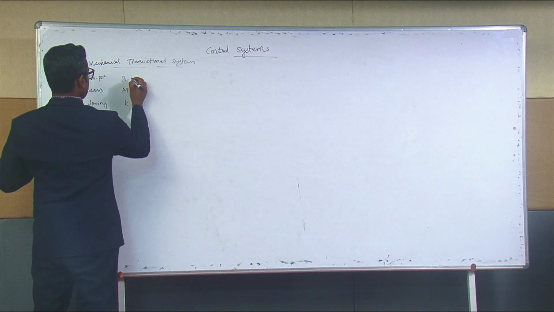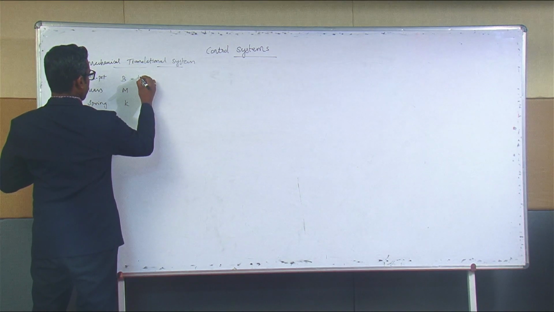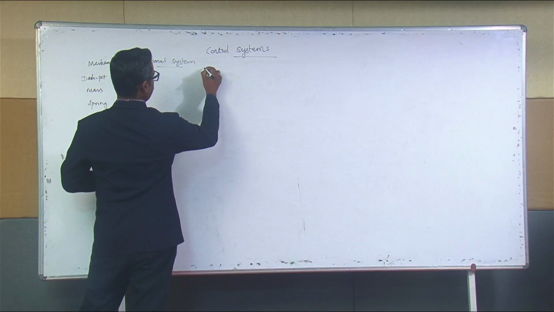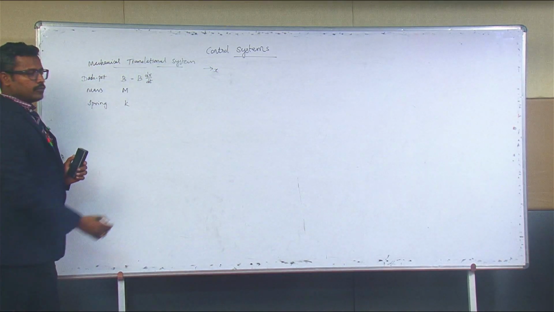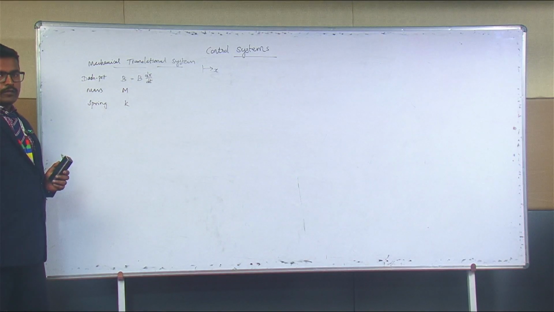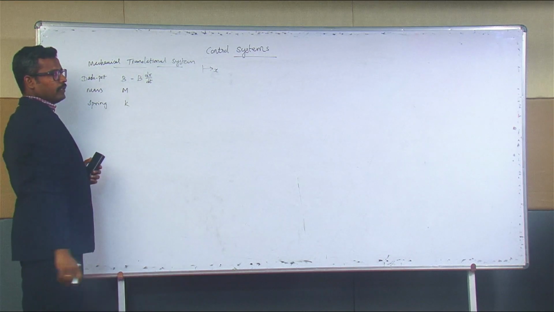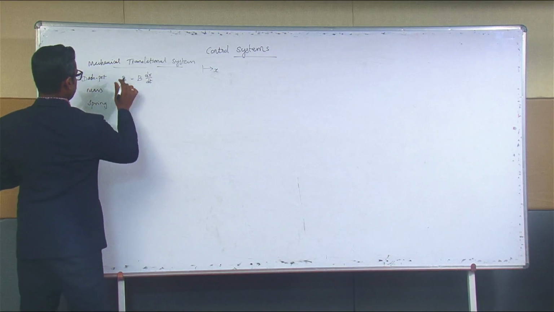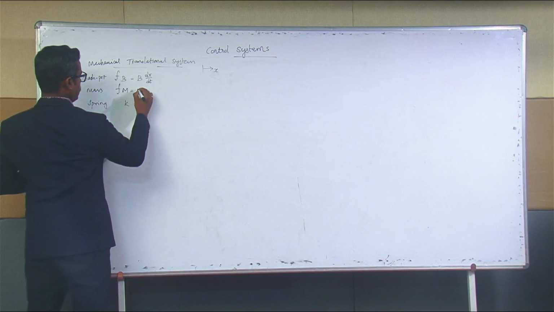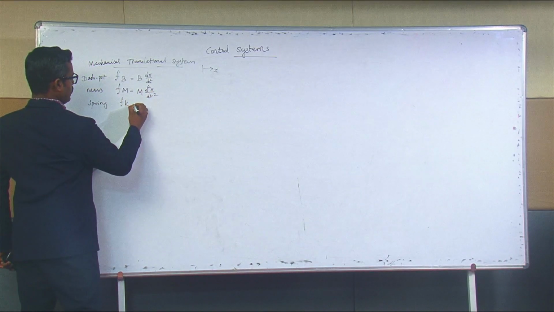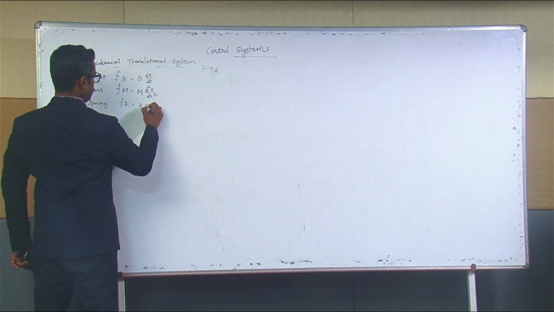The dashpot is described by B into dx by dt. It is a translational system, meaning an object moving in the direction of x or y, described by the linear movement of the system. If the displacement is x, we take B into dx by dt, and the mass is represented by Fb and Fm. Fm is m into d square x by dt square, and Fk equals k into x.